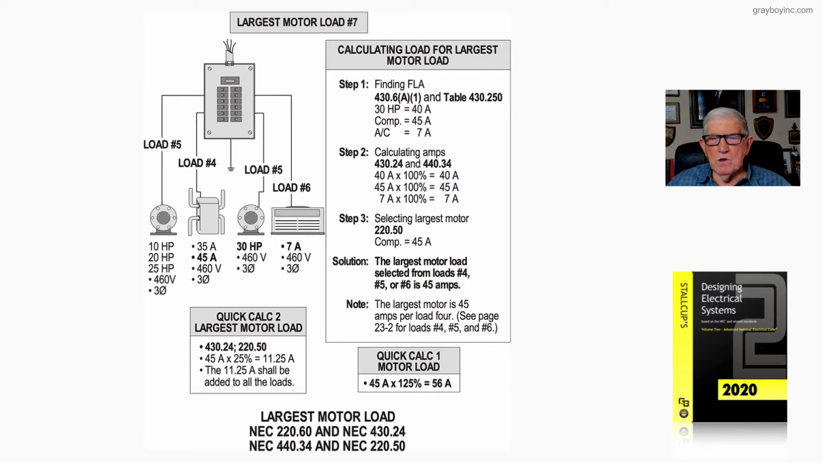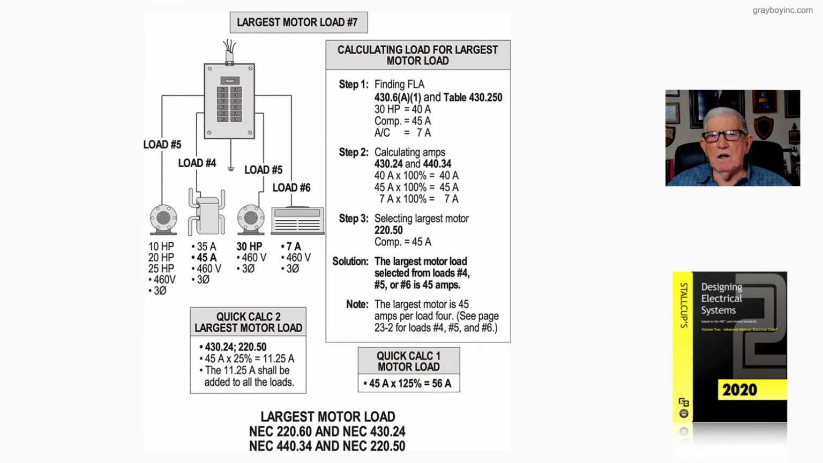Now, quick count 1, if we didn't want to use the 25% in that 7th load, then we could just take 125% of 45 amps. We come up with 56. But notice the largest motor, which was 30 horsepower, is not considered the largest load because the compressor load in number 4 at 45 amps overshadowed it. It was larger.